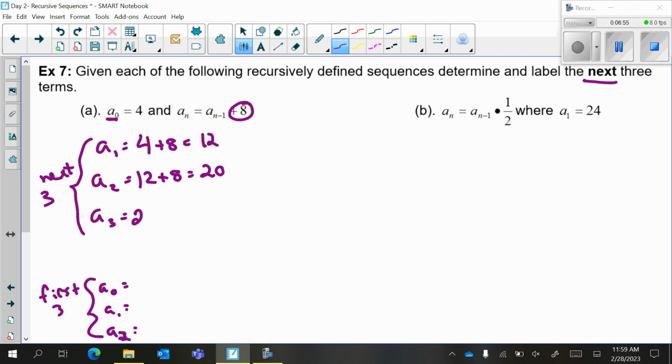And now the previous is 20, plus 8 is 28. So the next 3 terms are 12, 20, and 28, whereas the first 3 would be 4, 12, and 20.